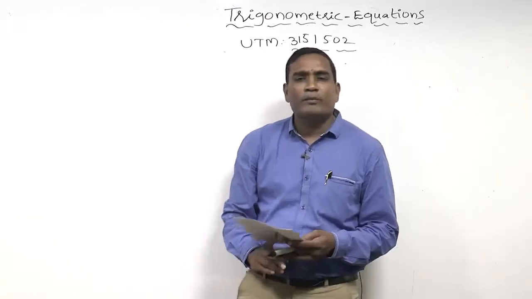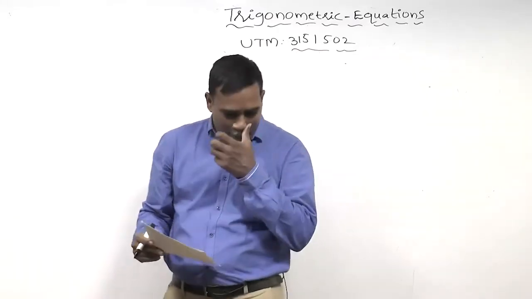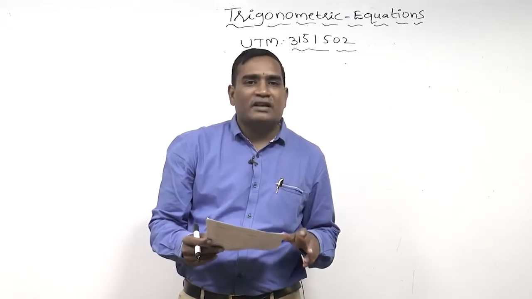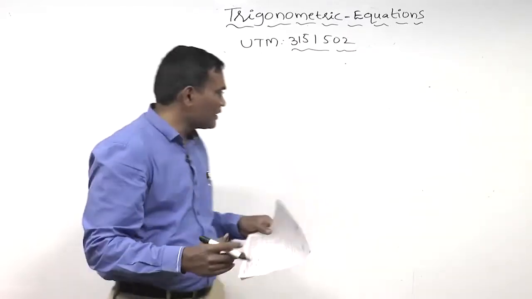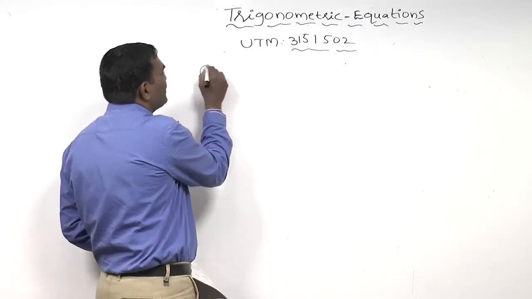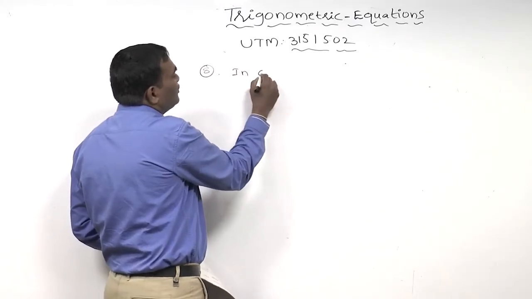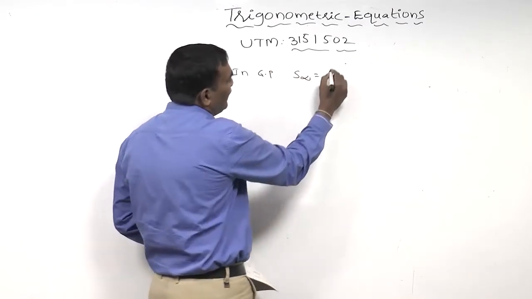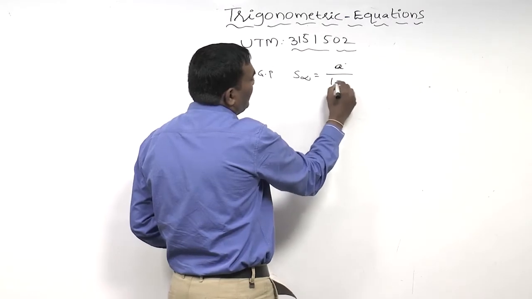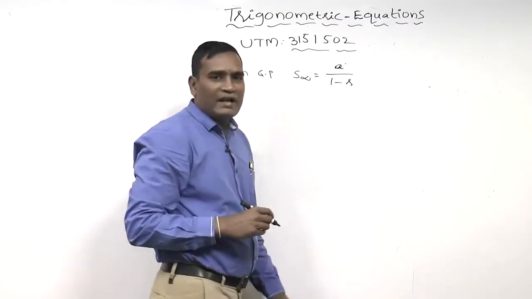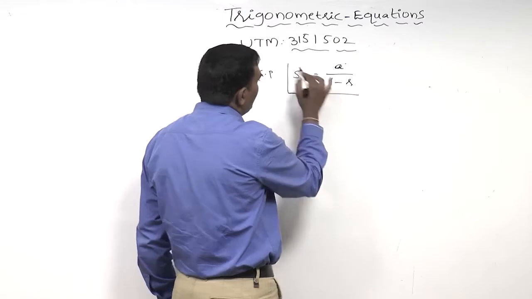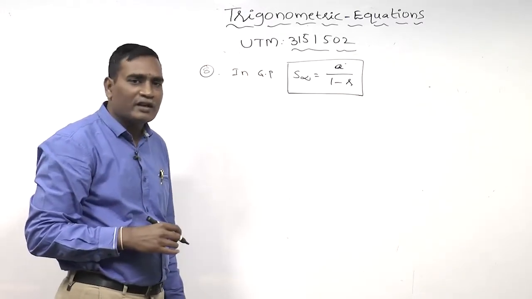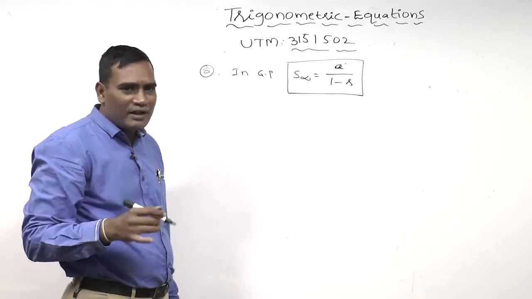In geometric progression, what to do? In geometric progression, infinity series is there. S infinity is equal to A by 1 minus R. You remember this formula? In GP, that series is infinity, S infinity is equal to A by 1 minus R. What is A and what is R? A is the first term, R is the common ratio. Common ratio means T2 by T1.